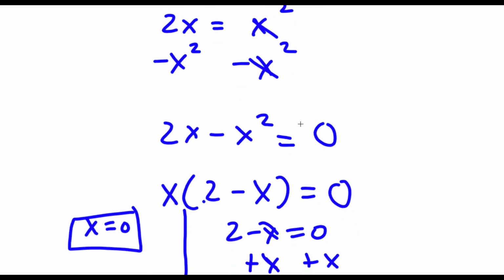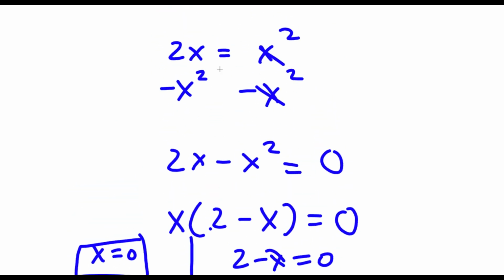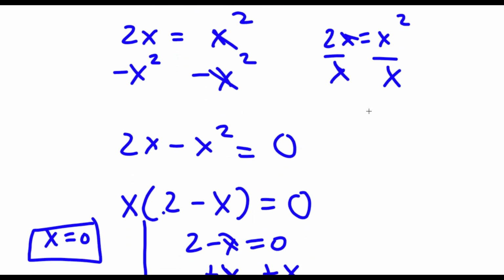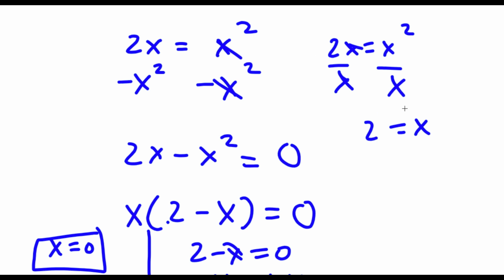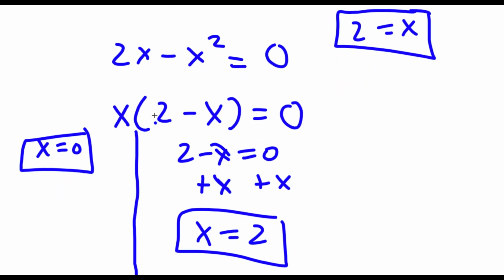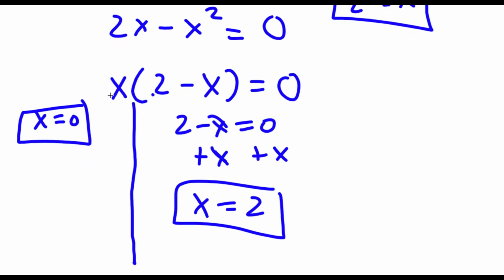Now, however, going back, if you see here where I had 2x is equal to x squared, if I were to divide both sides by x over here, these two cancel out, and I would simply be left with 2 is equal to x. So although this is a simpler version of solving this problem, the only solution I would get here is x equals 2. And I wouldn't know that x equals 0 without having to subtract x squared on both sides, factor x out, and do all of this.